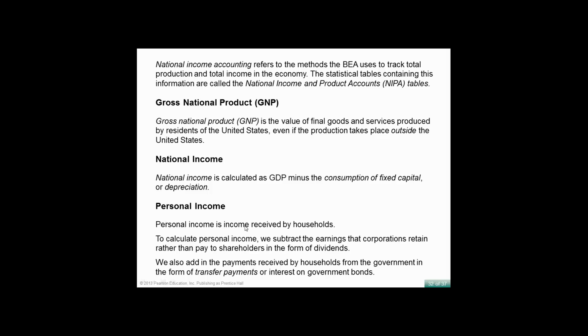National income is calculated as GDP minus consumption of fixed capital, or depreciation. Personal income is income received by households. To calculate personal income, we subtract the earnings that corporations retain rather than pay to shareholders in the form of dividends. I really need you to know GNP. GNP is the value of the final goods and services produced by residents of the United States, even if we produced that outside of the United States.